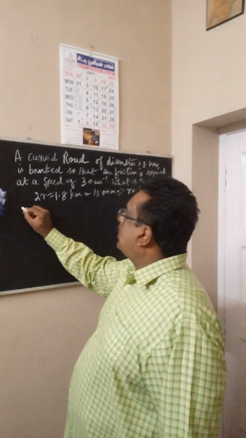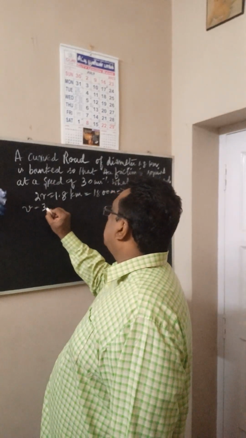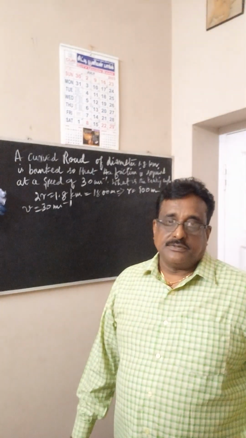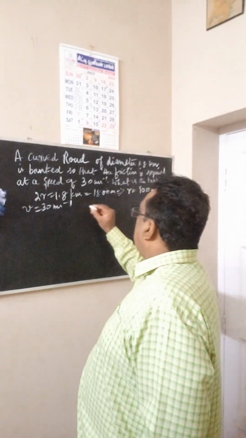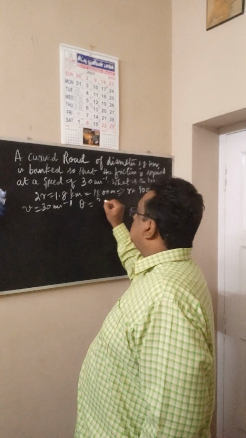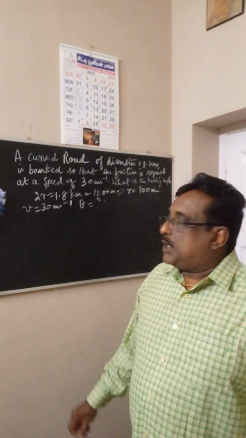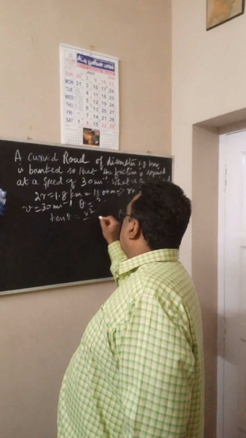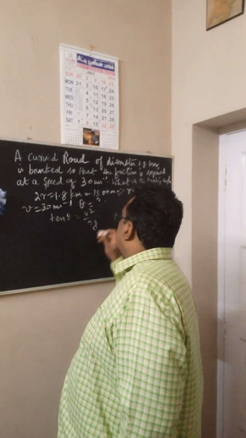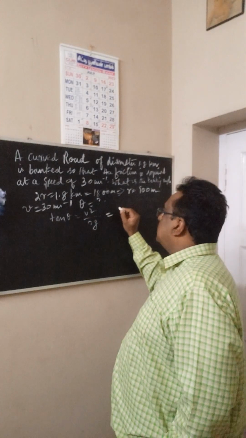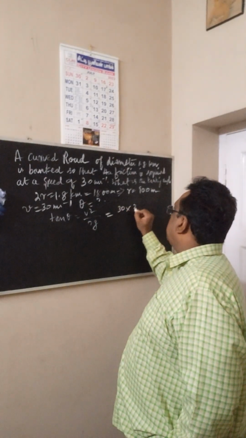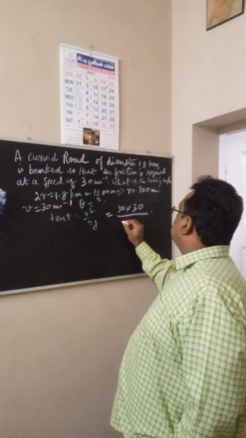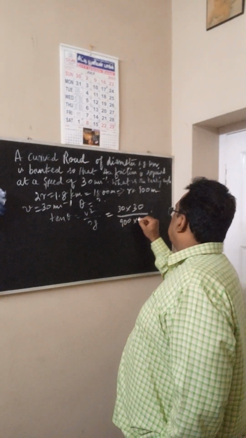And the velocity with which it travels is given as 30 meters per second. And what angle does it have to be banked at? That is the question. Now tan theta is equal to v square by rg, where v square means 30 into 30, divided by r, which is 900 meters, into 9.8.